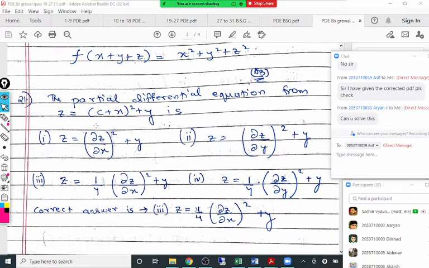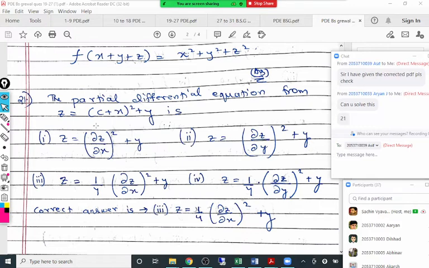Which one, Aryan, do you want to solve? You want to see 21? Yes, it is so simple. It is one of the simple questions.